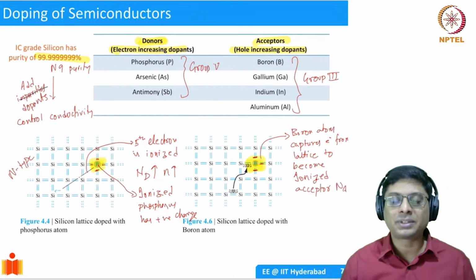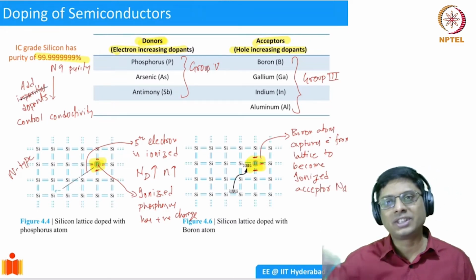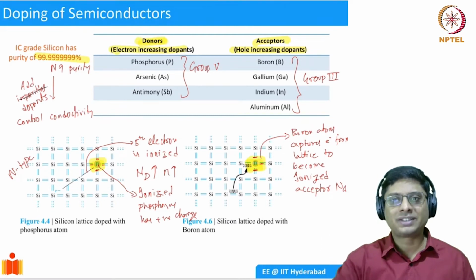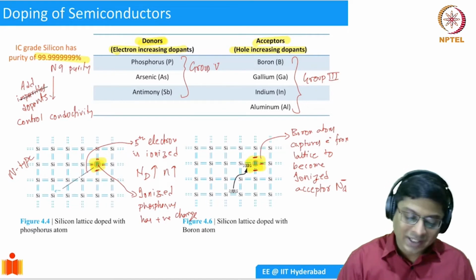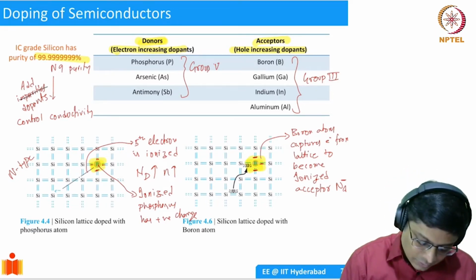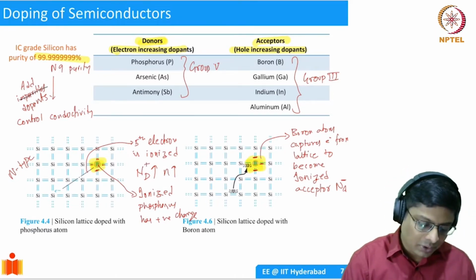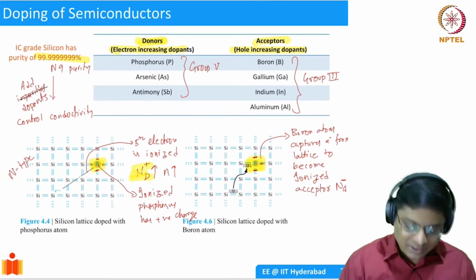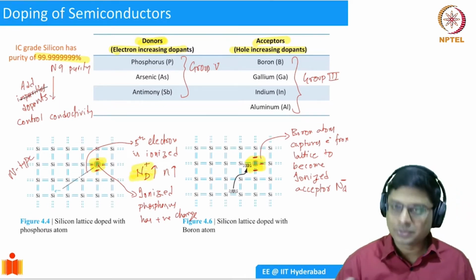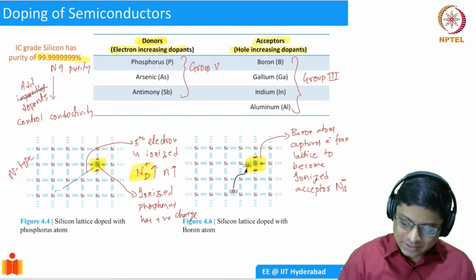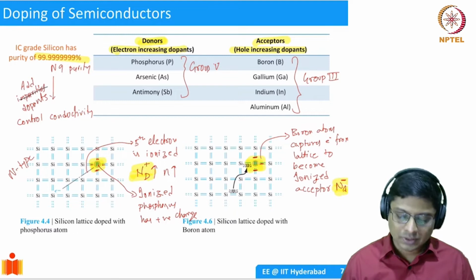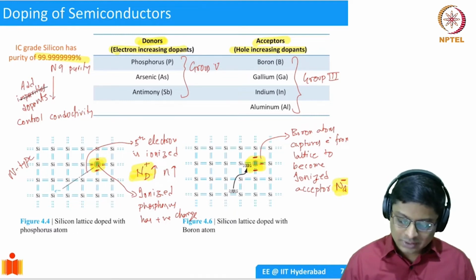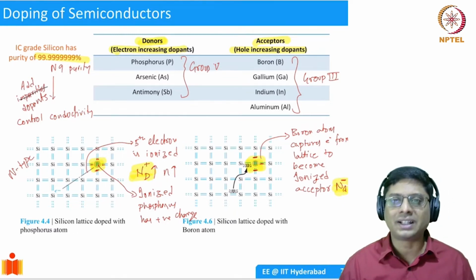And actually, this acceptor has a negative charge now, because initially the boron atom was electrically neutral, but now it has accepted an electron, so it becomes negative. So Na minus we denote. Okay, and similarly in the case of Nd, we call it Nd plus, because the donors acquire a positive charge. So Nd plus is basically that, and here it is Na minus. So acceptors acquire a negative charge. And of course, we have a hole which is now in the lattice.